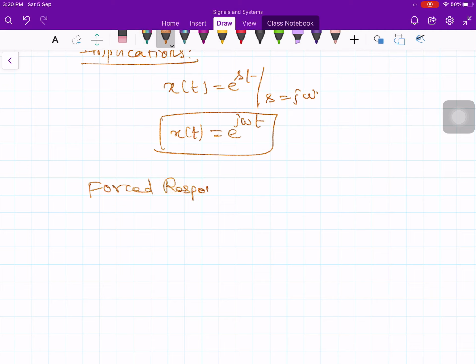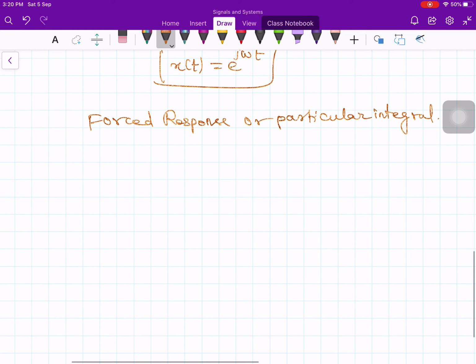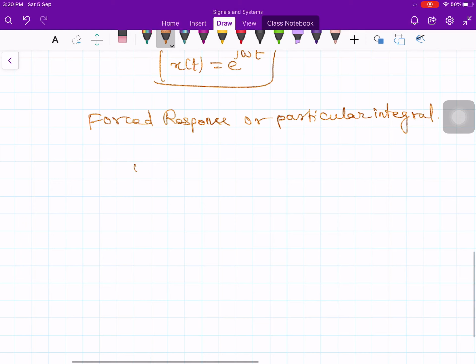Forced response, or particular integral. Therefore the forced response y forced of t is equal to h of j omega multiplied by e to the j omega t. That means h of j omega times x of t.